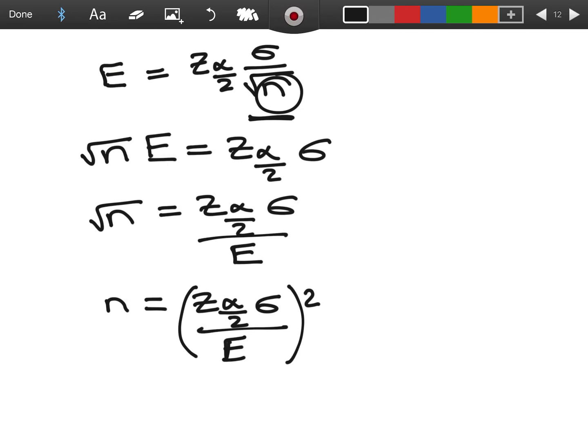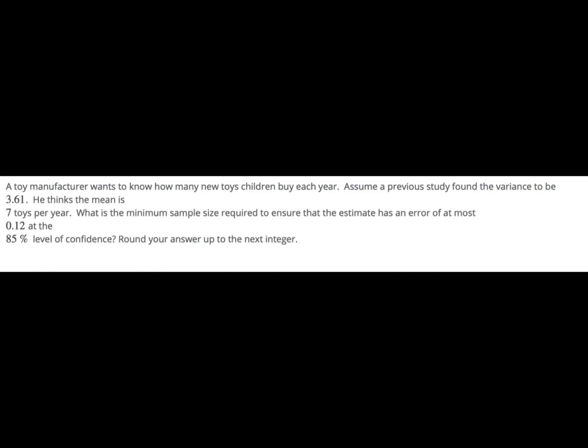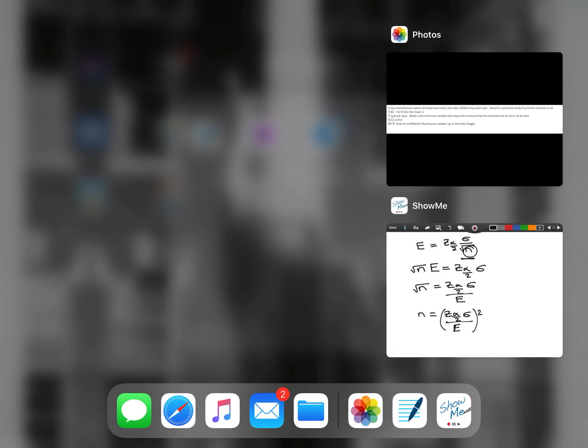Okay, so that will give me my minimum sample size that is required where I have a z value for a particular confidence level. In our case, for our problem, we have been given that sigma, our standard deviation, would be the square root of 3.61. The mean, so our sample mean is 7. Doesn't really matter in this case, we won't use that. Then it says, what is the sample size required to ensure that the estimate has an error of at most 0.12? So my error, that E term, is 0.12. And I know I have an 85% level of confidence.